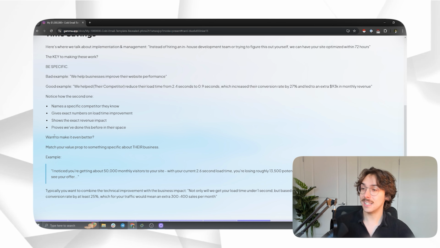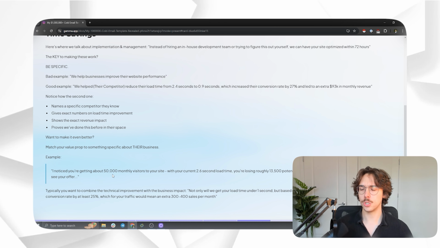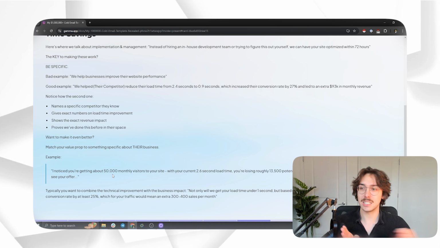If you want to make it even better, you can match your value prop to something specific about their business. So for example, let's say one data point is checking their website load speed, another data point we could grab is how many monthly visitors they have. So you can see here, hey, I noticed you had 50,000 monthly visitors to your site. With your 2.6 second load time, you're losing roughly 13,500 potential customers every month before they even see your offer. So again, this is contextualizing your value, super specific to them.